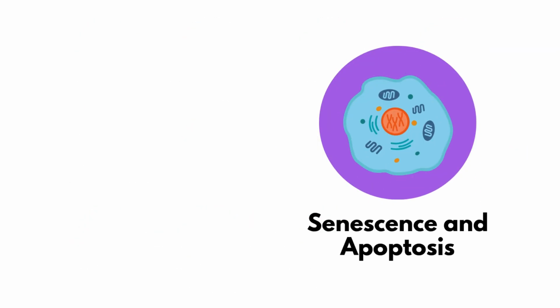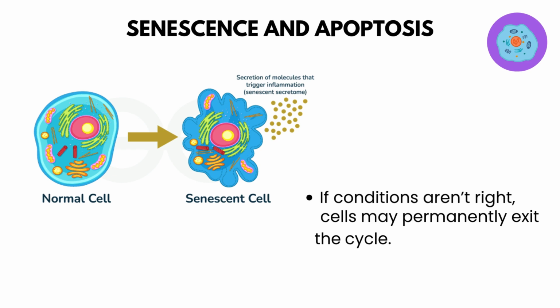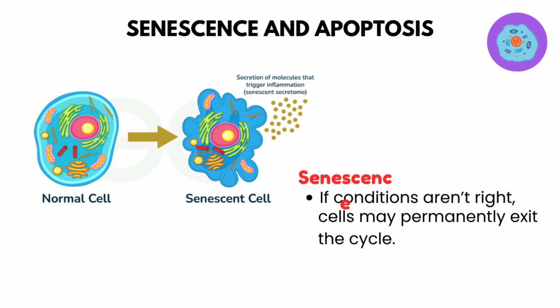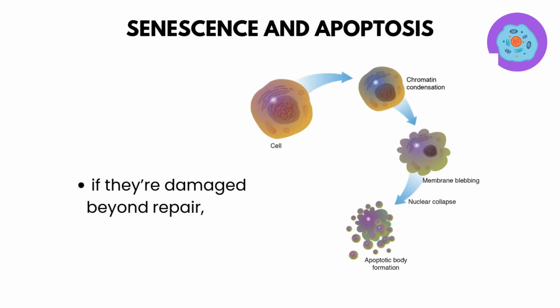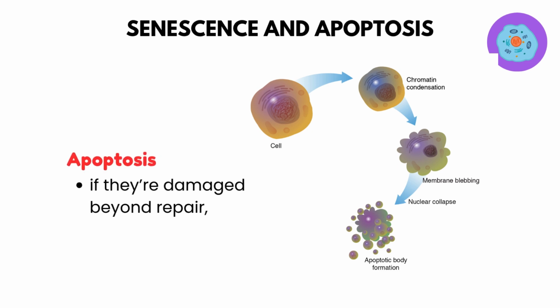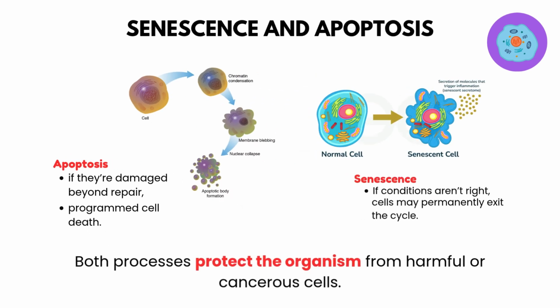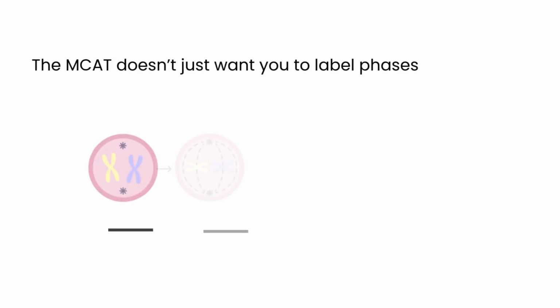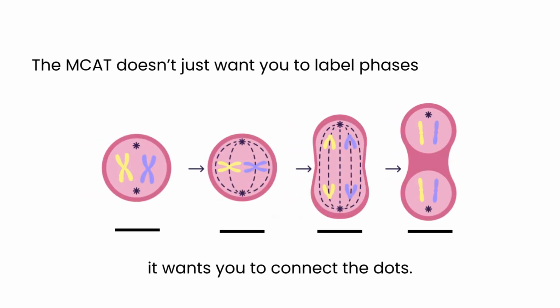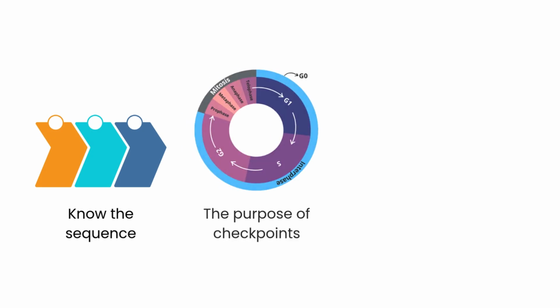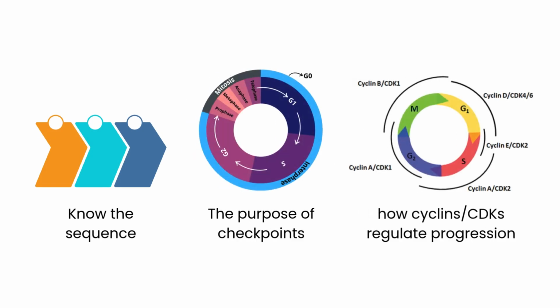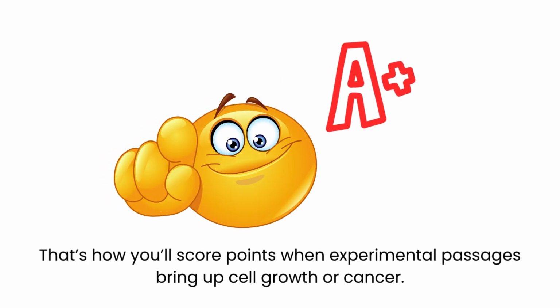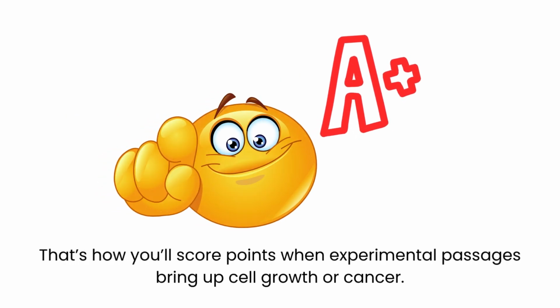Senescence and apoptosis. If conditions aren't right, cells may permanently exit the cycle. That's senescence. Or if they're damaged beyond repair, they undergo apoptosis, programmed cell death. Both processes protect the organism from harmful or cancerous cells. The MCAT doesn't just want you to label phases, it wants you to connect the dots. Know the sequence, the purpose of checkpoints, and how cyclins and CDKs regulate progression. That's how you'll score points when experimental passages bring up cell growth or cancer.